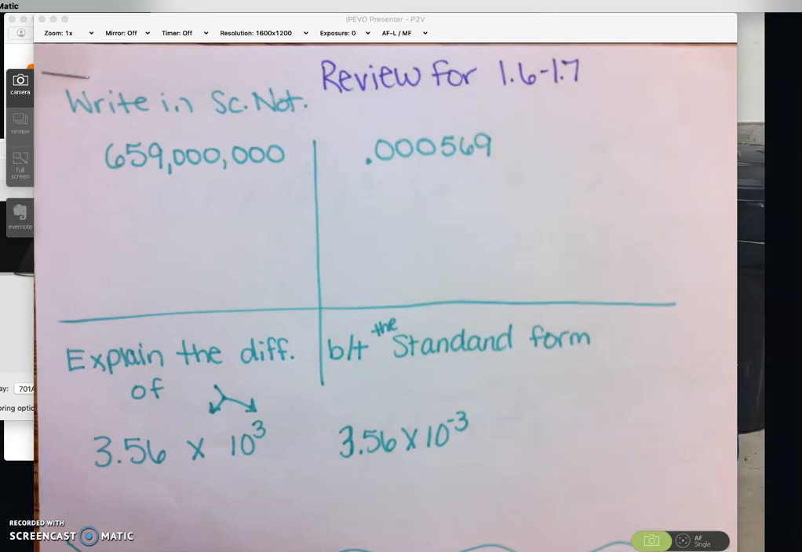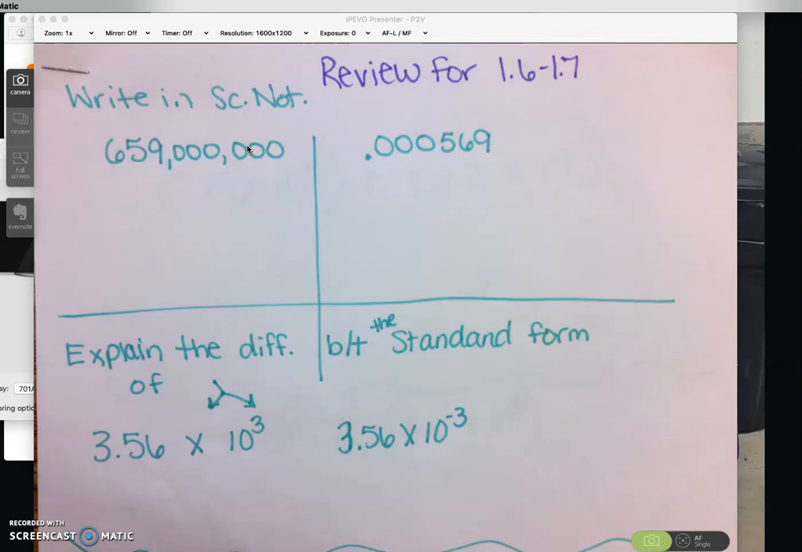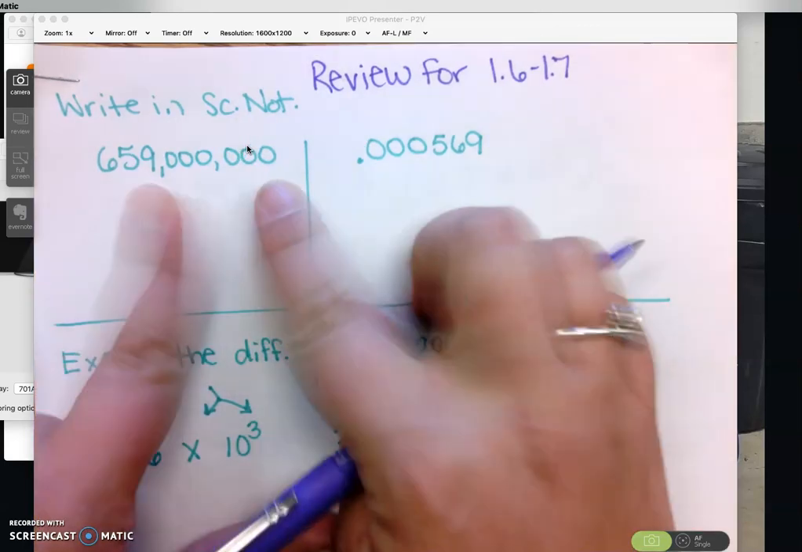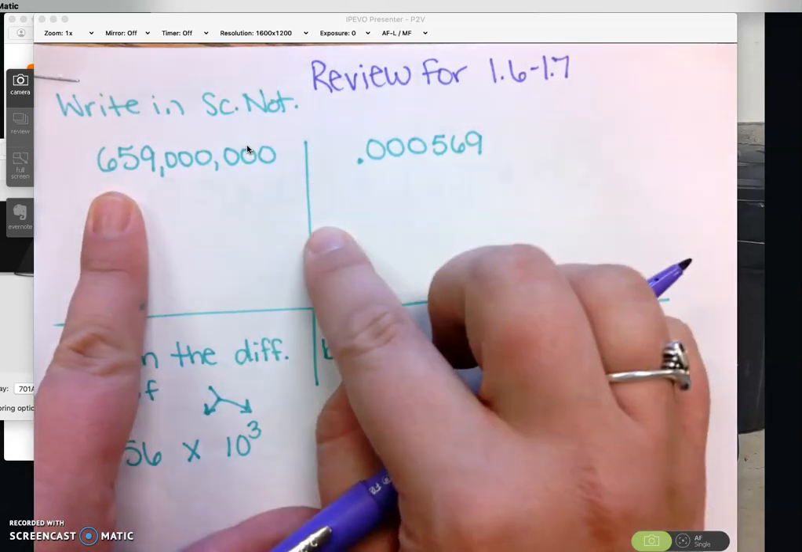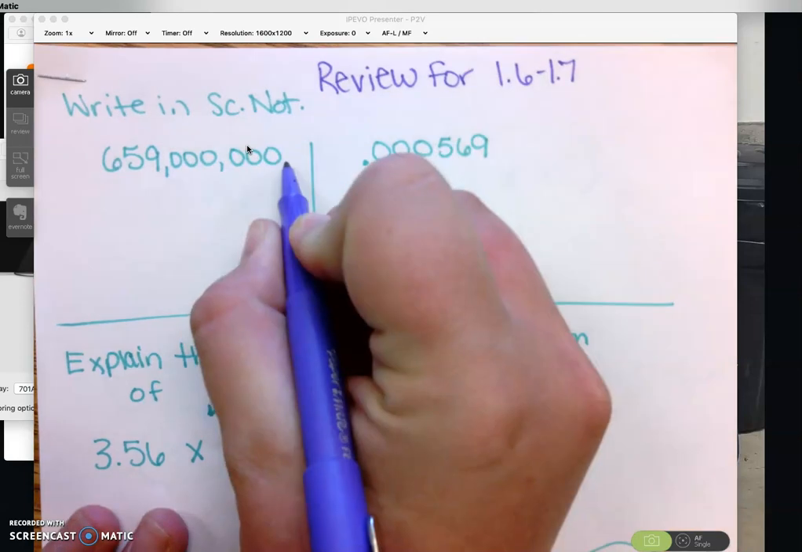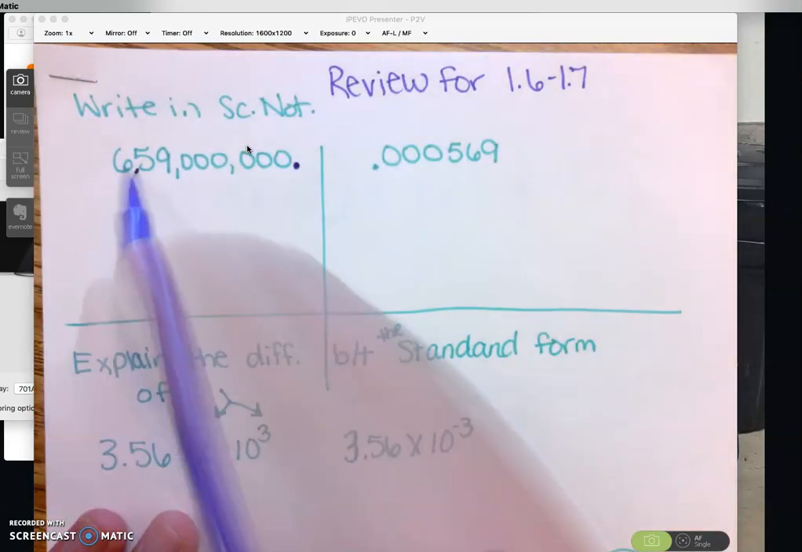Good morning, good afternoon. Reviewing for 1.6 through 1.7, so we should have this written down. The first two problems on your quiz tomorrow, you will have to write in scientific notation. So again, remember, this is a really big number, and it's going to have a positive exponent. Our decimal is invisible, it's right here, and we want it between our first two numbers, all the way over to here.